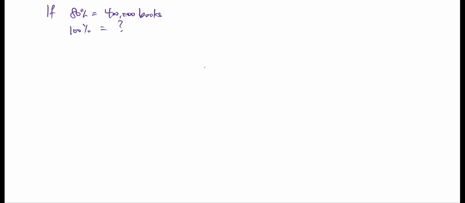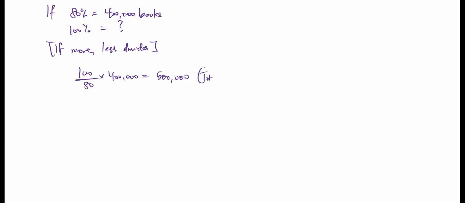We don't know. But we know that if it will give us more, then divide. True or false? True. So that means 100 out of 80 times 400,000 should give us 500,000 books. That means they have a total capacity, their 100% capacity, of 500,000 units, right? Now, look, 80% is the same as 80 over 100. Are you listening?